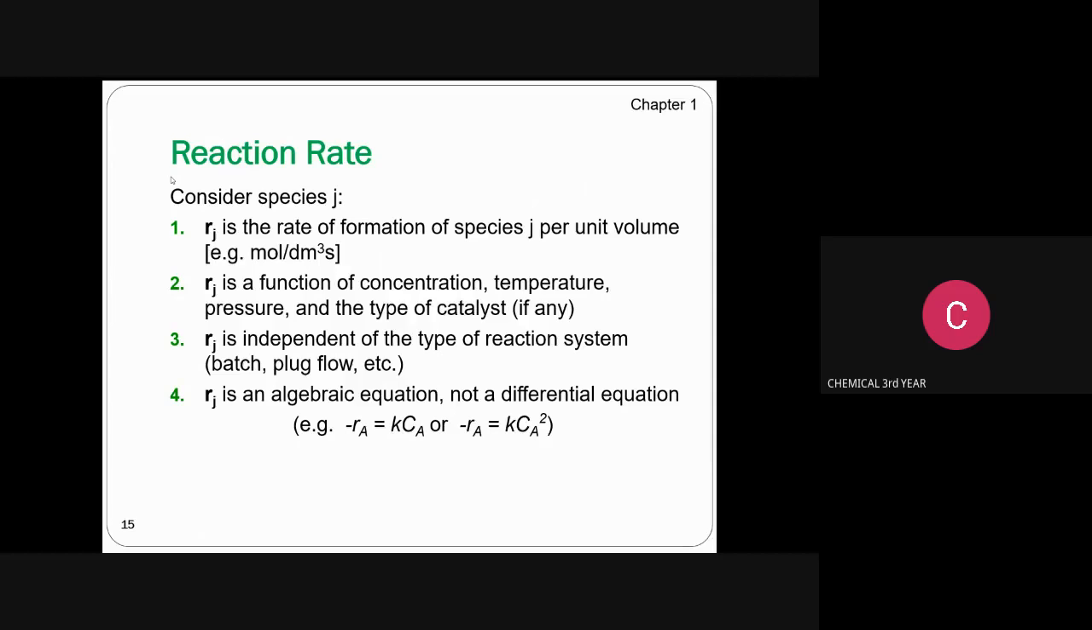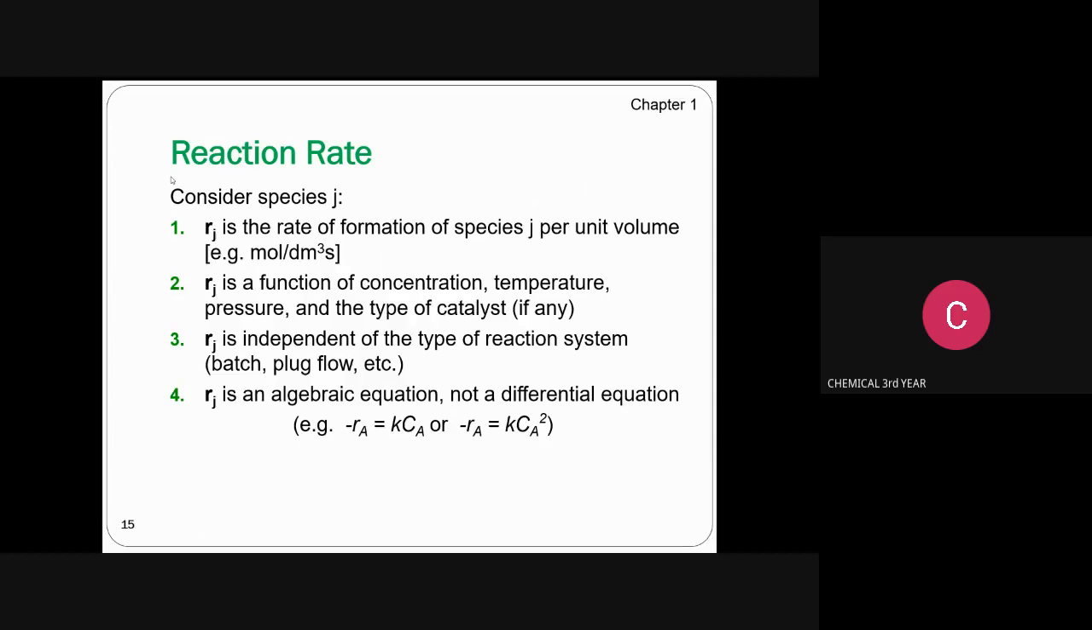Okay. You must already know the reaction types, like flow reactor or batch reactor, etc. Then RJ is an algebraic equation, not a differential equation. Algebraic equation. You guys already know about it. Minus RA equal to KCA. That is, minus RA equal to KCA square.